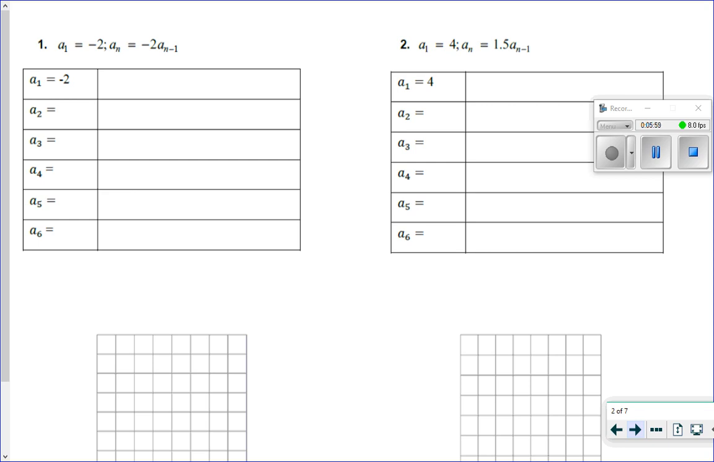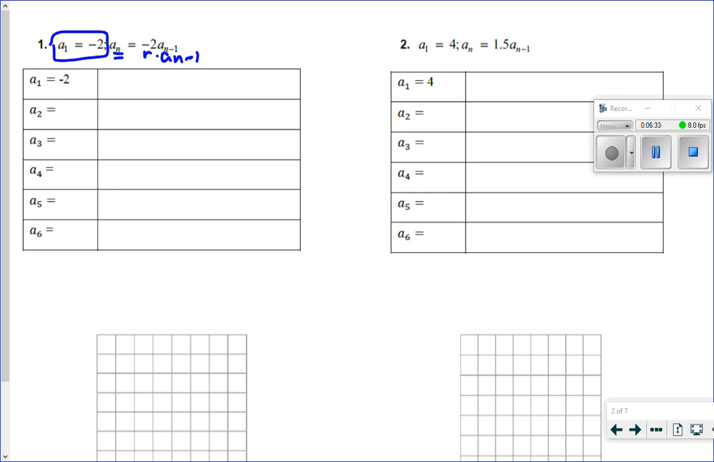So if you look at number 1 here, on the first table, we want to write the first 6 terms of the sequence and then graph it, right? So let's dissect what it's giving us here. It's telling us that the very first term in our sequence is -2. We usually say, hey, this is where we're going to start. And then this part is telling us that every new term after that is just going to be -2 times that term right before it. Okay, that's what it's going to do every time.